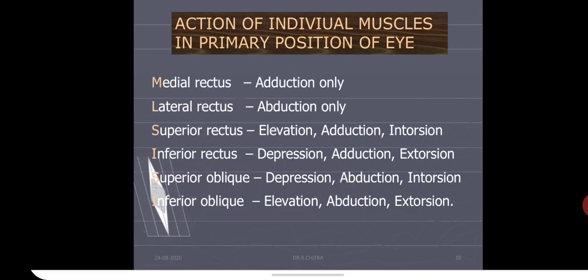Superior oblique has the opposite action, depression. Inferior oblique has the opposite action, elevation. Because they are oblique, they produce opposite actions. Both muscles produce abduction. Superior oblique causes intorsion, inferior oblique causes extorsion. So intorsion is caused by two muscles, superior rectus and superior oblique. Extorsion is caused by two muscles, inferior rectus and inferior oblique.